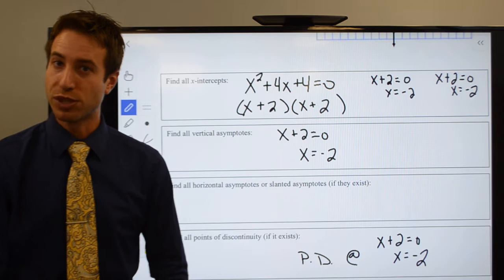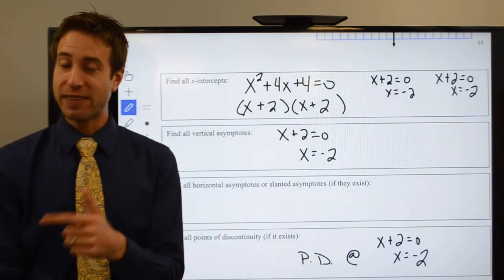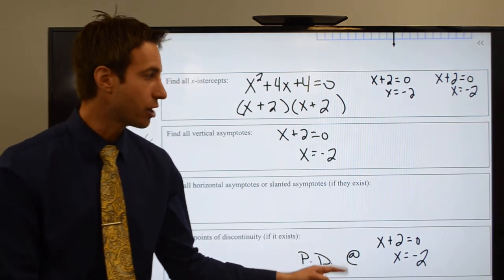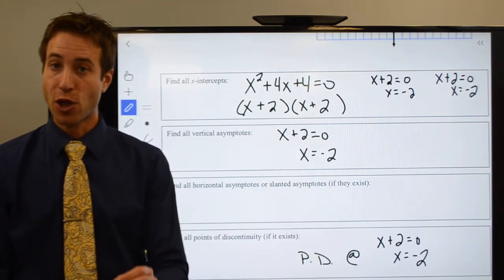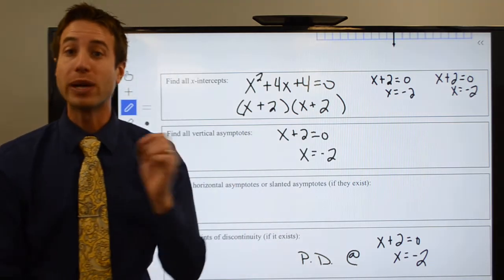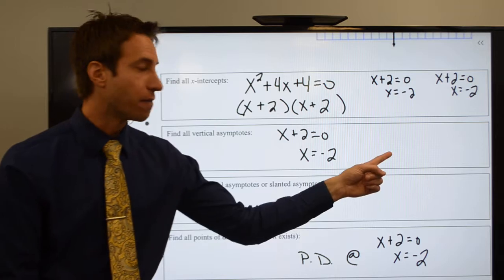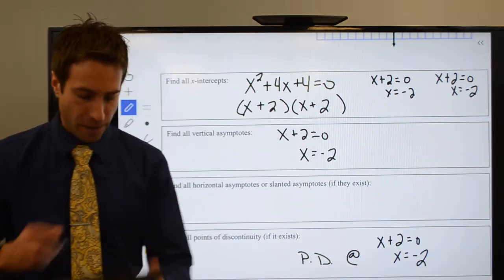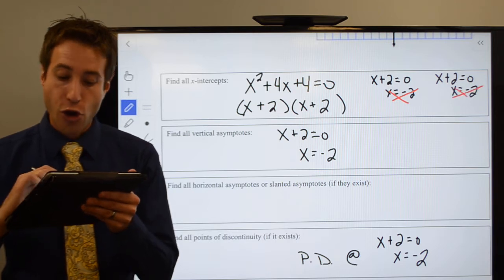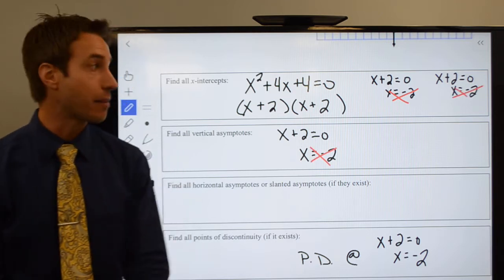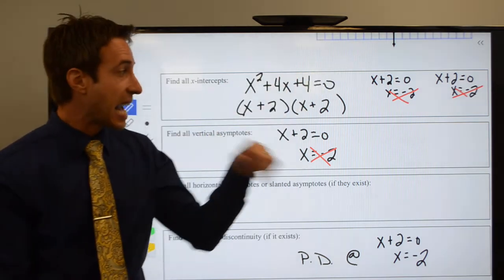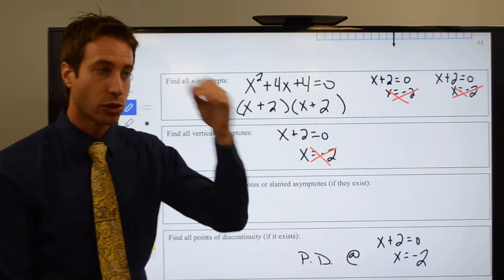But here's where this one's different. In all of the previous problems where we had point discontinuity, we were left with another either x-intercept, or we were left with another vertical asymptote. However, if negative 2 is neither an x-intercept nor a vertical asymptote, look at what I'm left with. I'm left with, it would appear, no x-intercepts and no vertical asymptotes.